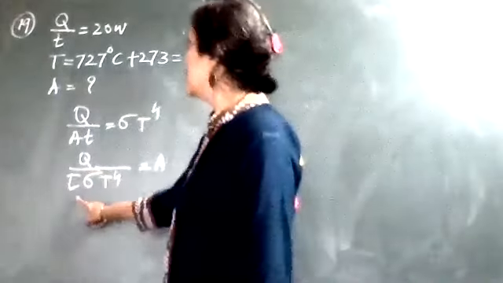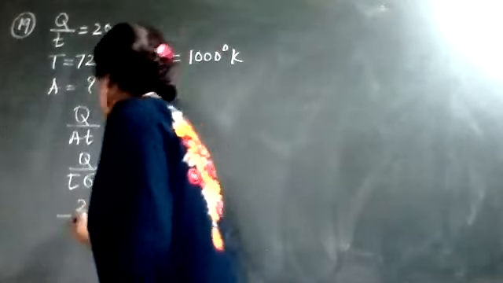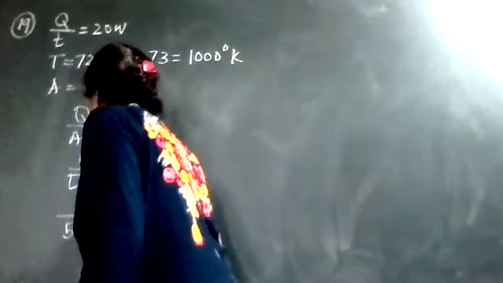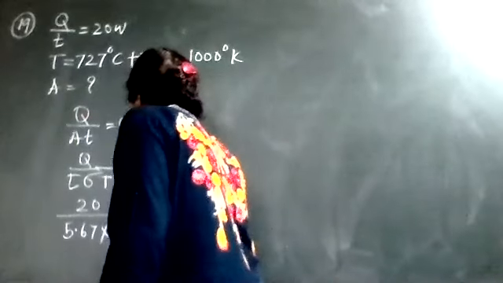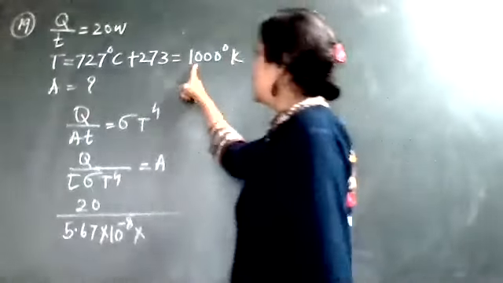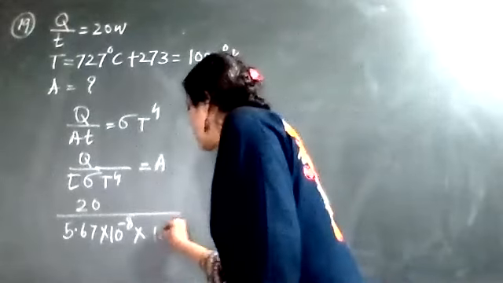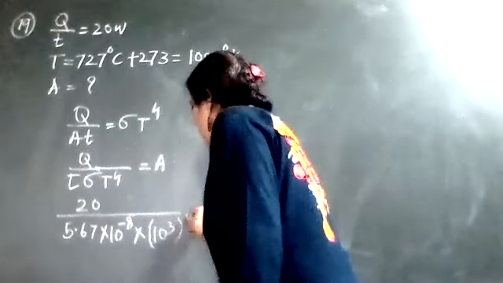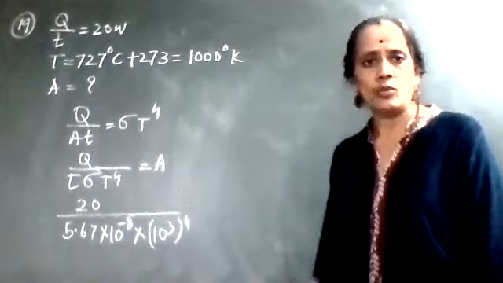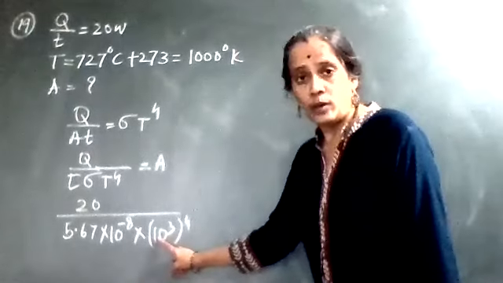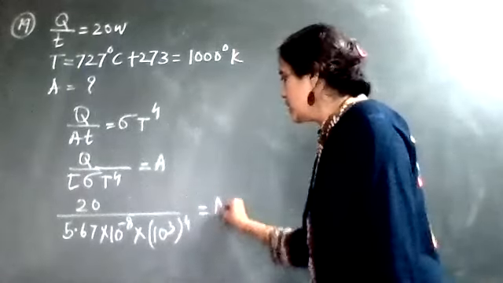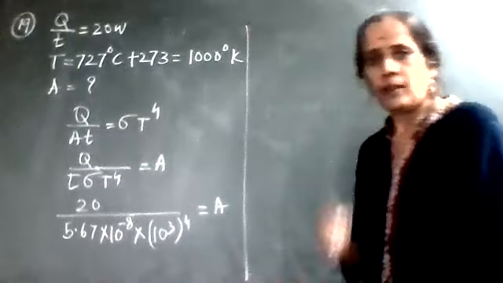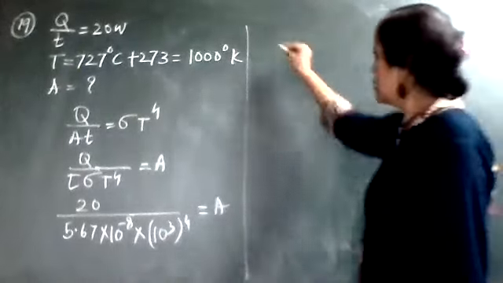So Q by T sigma T raised to 4 is equal to the area, which I want to calculate. So Q by T, that is the power, is given: 20 divided by sigma. Sigma is 5.67 into 10 raised to minus 8. T raised to 4. Temperature is 1000, 1000 means 10 raised to 3, raised to 4 power, that is 10 raised to 12. Clear? So I carry out this calculation.